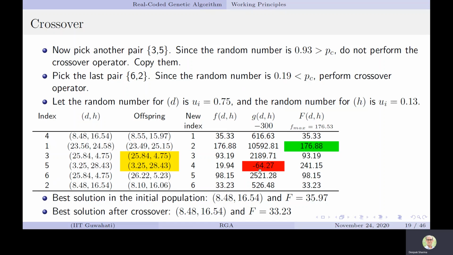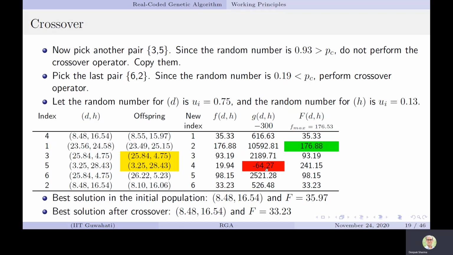Now for the fitness of an infeasible solution, I have to find Fmax. What is Fmax? I look at the function values of solutions 1, 2, 3, 5 and 6. Among them, the worst feasible solution is solution number 2, having a function value of 176.88. As you can see in the last column where I am showing the fitness, Fmax is given as 176.53. So what will be the fitness of this infeasible solution number 4?